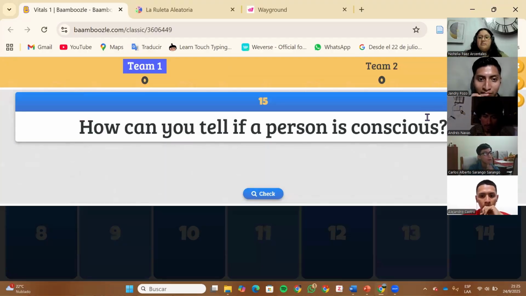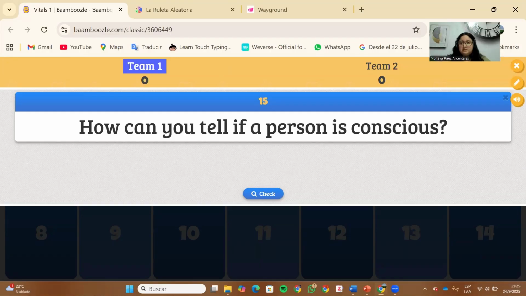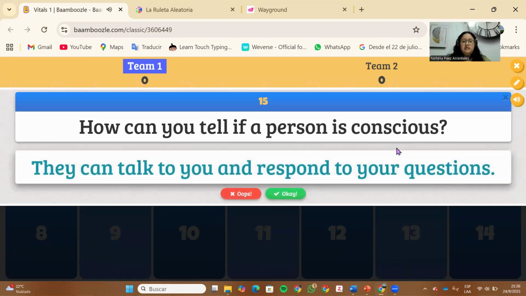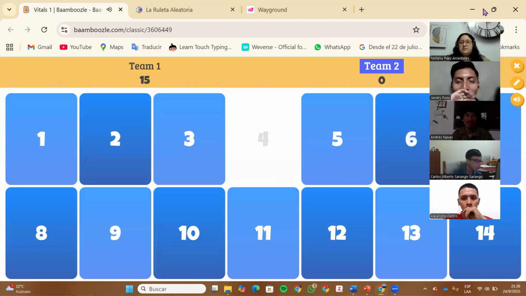How can you tell if a person is conscious? How can you tell a person has consciousness? How can I ask? Maybe, excuse me, sir, are you okay? Could be. They can talk and respond to your questions. So if you ask, you wait for them to respond. That question is accurate. So now moving on.